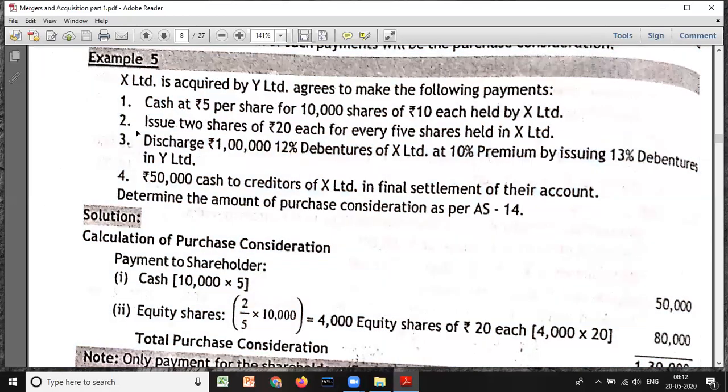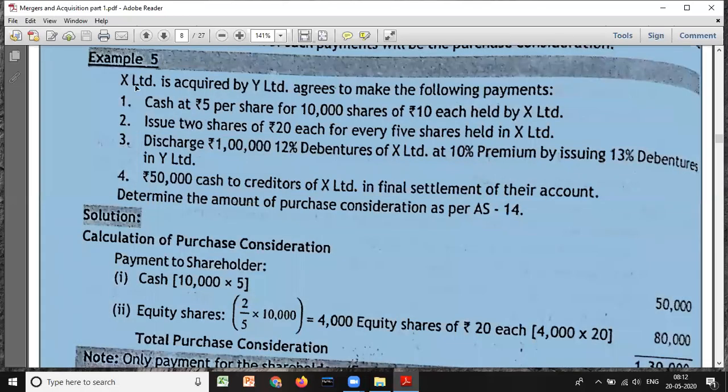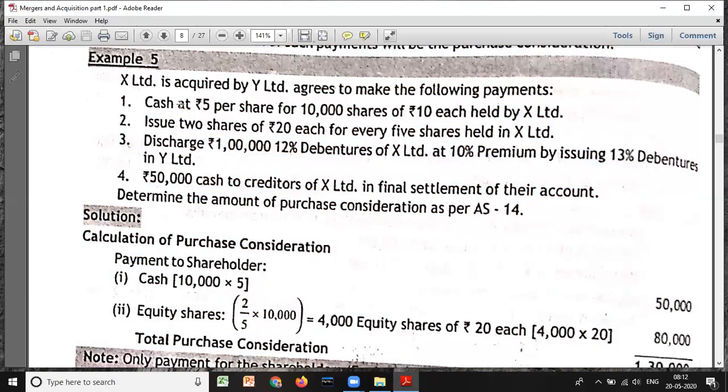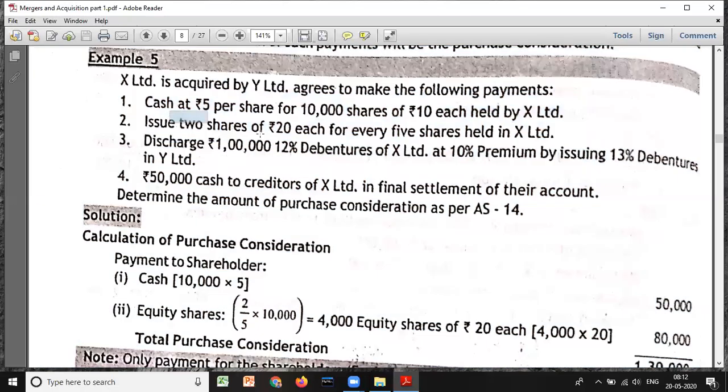See, they are taking over 2 liabilities, debentures and creditors. So you should not take these 2 liabilities. Now they have given the mode of payment, that is this information. You have to look at only this information. That is cash at rupees 5 per share for 10,000 shares, so 10,000 into 5 will be 50,000. And they are issuing 2 shares of rupees 20 each for every 5 shares held.